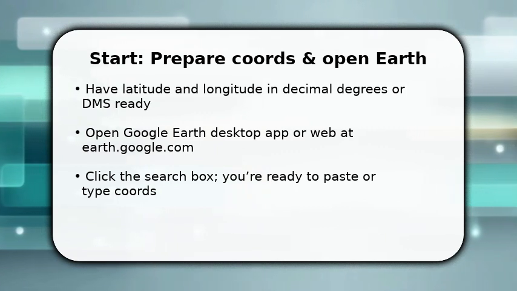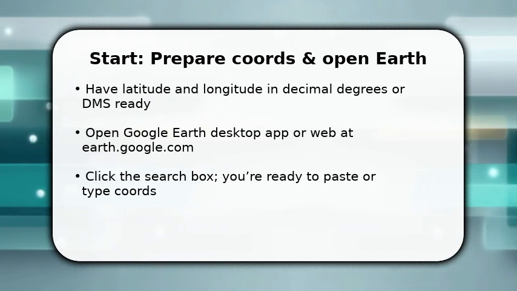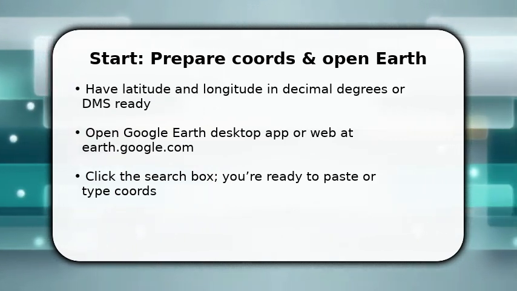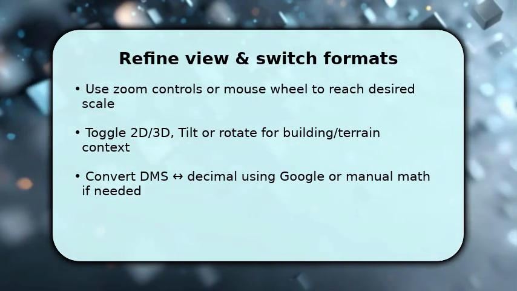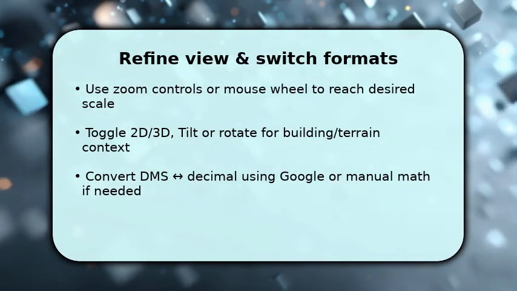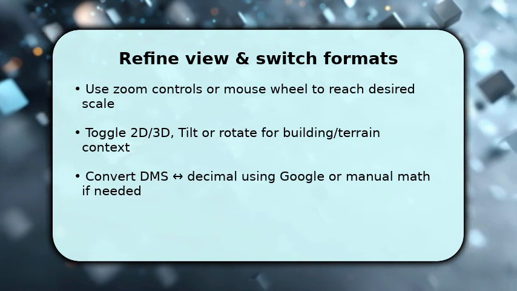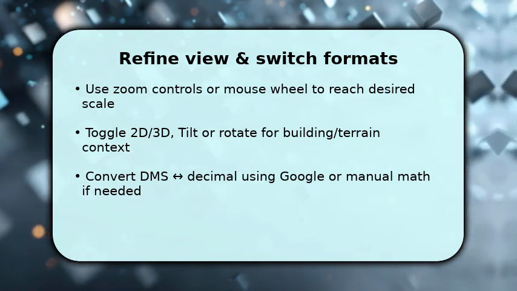You're starting the actual lookup now, so don't adjust the view yet. Let Earth load the imagery before proceeding to refine the view in the next step. Once Earth centers the pin, use the zoom controls or your mouse wheel to reach the right scale. Zoom out for region context and in for details.